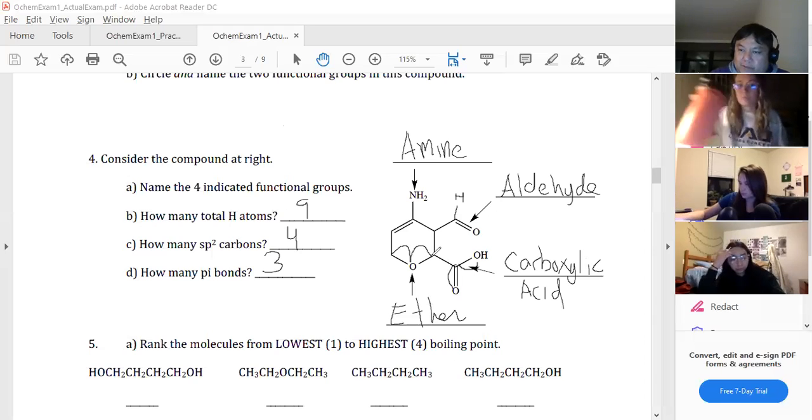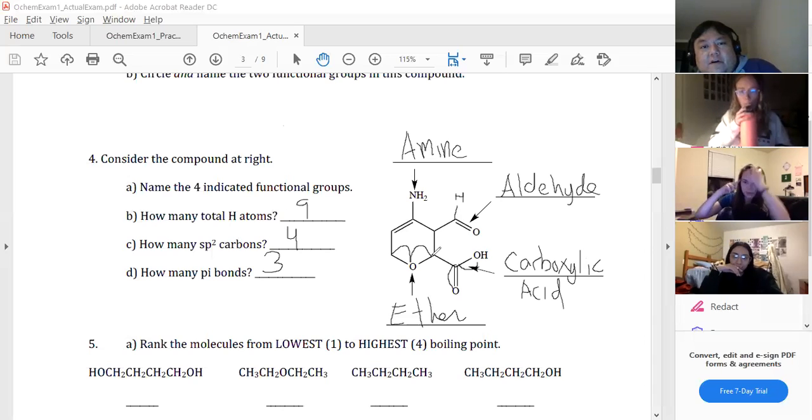How'd you guys do on the functional groups? Again, flashcards will make your life easier. All right, so I'm going to draw all of the hydrogens in red to make your life easier and so you can see them all.